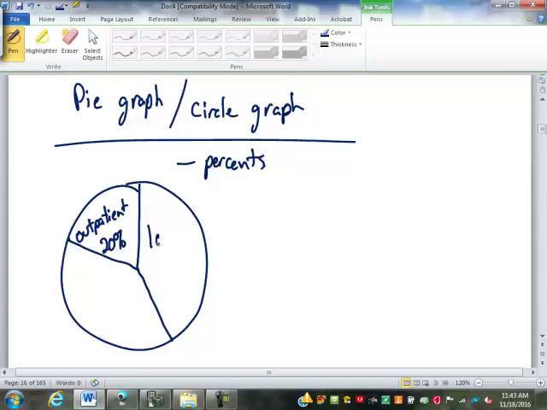Expected to stay only 1 day is 38%. Expected to stay 2 days is 13%. And expected to stay more than 2 days is, got to make sure that works right, 29%.